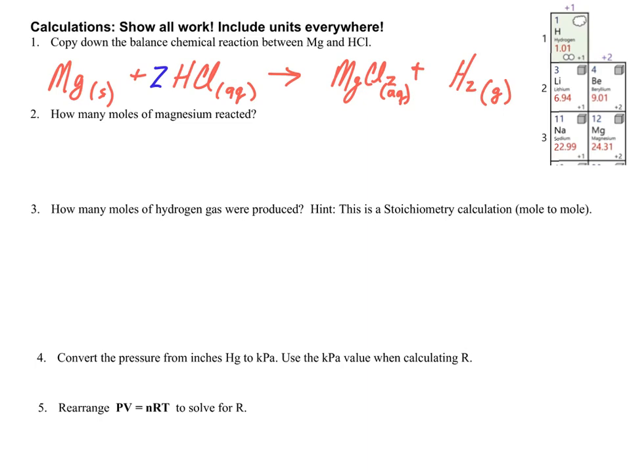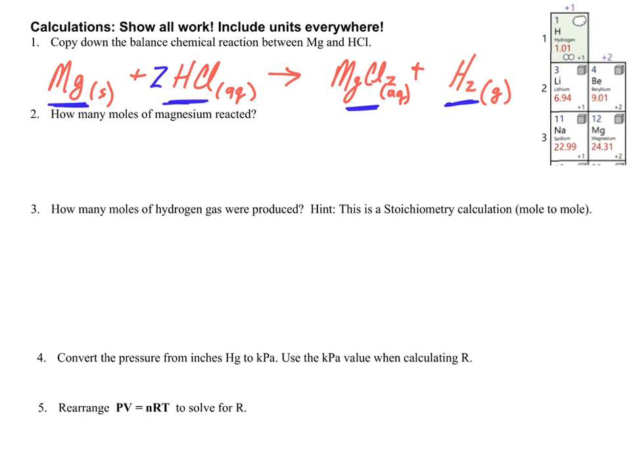What this means is that one atom of magnesium will react with 2 molecules of hydrogen chloride or hydrochloric acid, and it will produce 1 molecule or formula unit of magnesium chloride and 1 hydrogen molecule. All right, that's our balanced chemical equation.